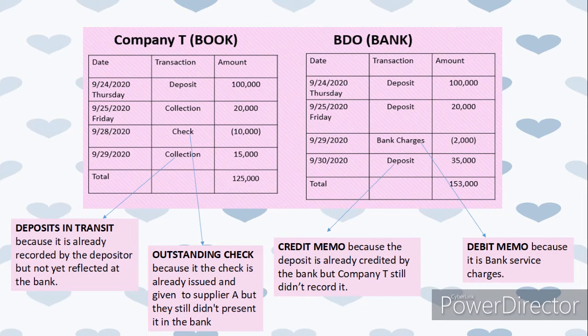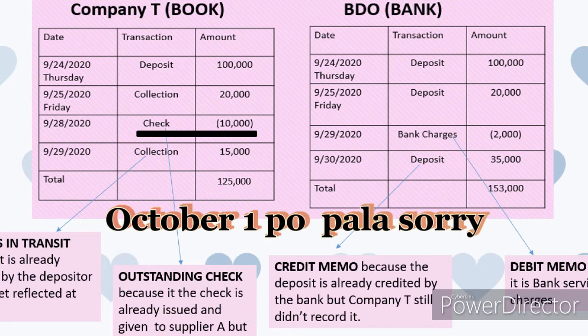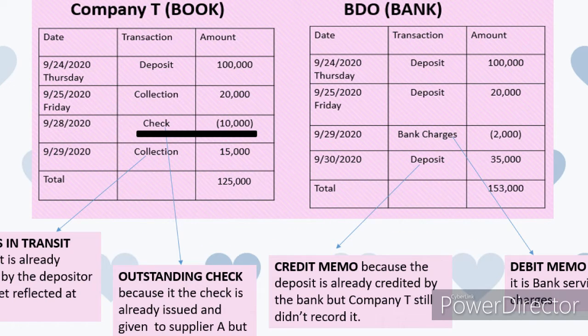Company T book, tsaka yung BDO bank. So, dito muna tayo sa Company T. Nung September 28, 2020, nagkaroon siya ng transaction na check, which is 10,000 pesos. Ito yung outstanding check na tinatawag. Kasi nga, ito yung check na in-issue niya na, tas na-collect na rin ni supplier A. Kaso, hindi pa present ni supplier A sa bank. Present niya lang nung August 1. Kaya ayun, hindi pa nagre-reflect sa bank yung bawas.